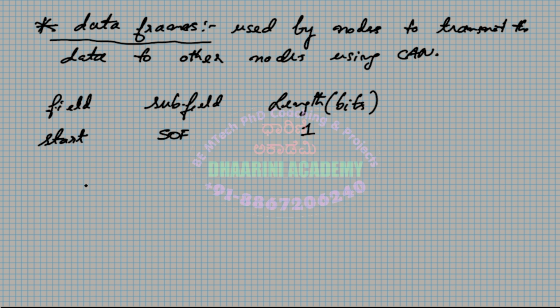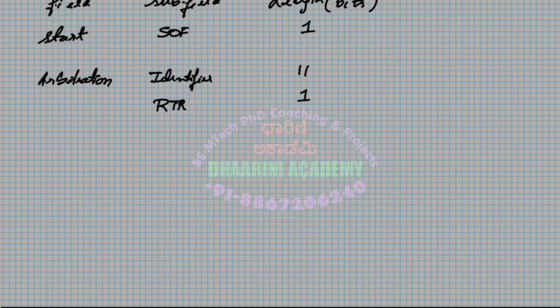All right. Then the next field is called the arbitration. Inside the arbitration, normally we have two subfields possible. The first one is an identifier, the ID, and we have another field called the RTR field. We'll discuss this later, just remember the names. So in total, arbitration is a 12-bit field, out of which 11 bits are the identifier and 1 bit is for the RTR.